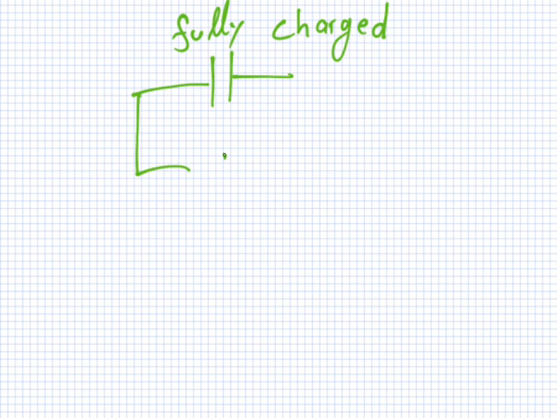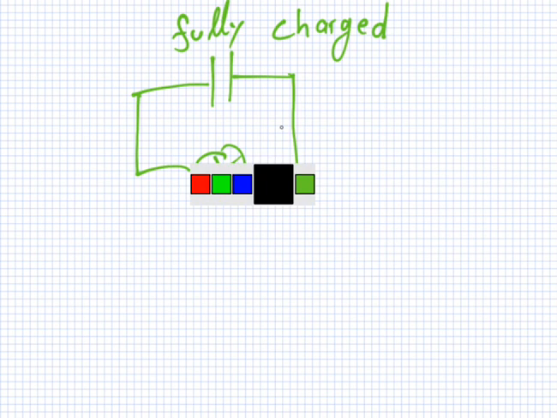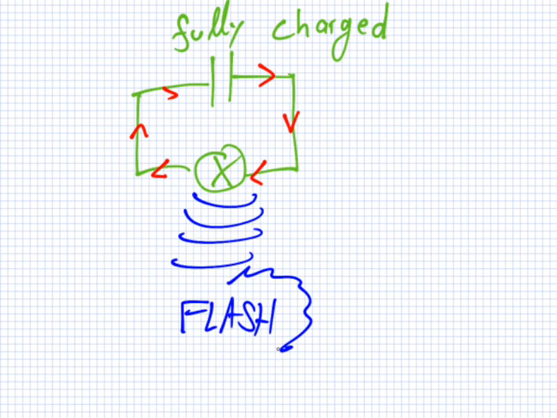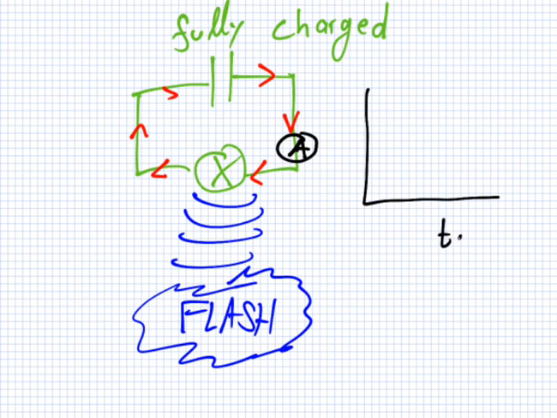Then it is discharged through a light bulb, so the current comes out. And then you have your flash. So my question is this, if you connect, for example, an ammeter here to measure the current. So here is the time, and here is the current. What do you think the graph would look like?